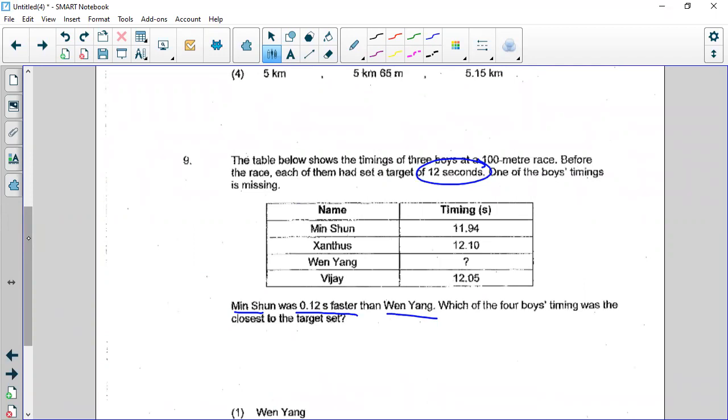All right, so what should you do? You should take Ming Shun. How long did Ming Shun take? Ming Shun take 11.94, right? Then Wen Yang will take how many seconds? Wen Yang is slower. So because he's slower, you will need to plus, because he will take longer time, not minus, because if you minus, then he becomes faster already. So you have to plus 0.12 to find the time that he takes. So he will take 12.06 seconds, and then you put over here, 12.06 seconds. Okay, so which boy's timing was closer to the target set?